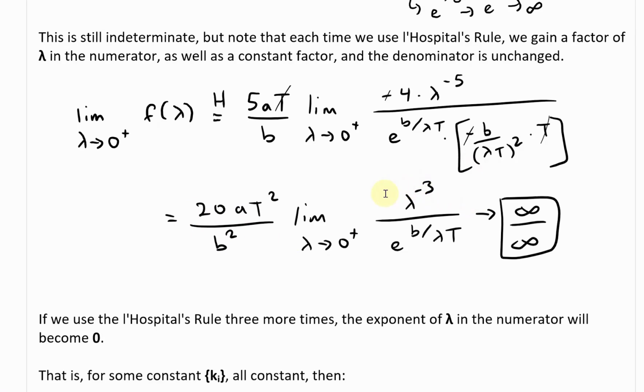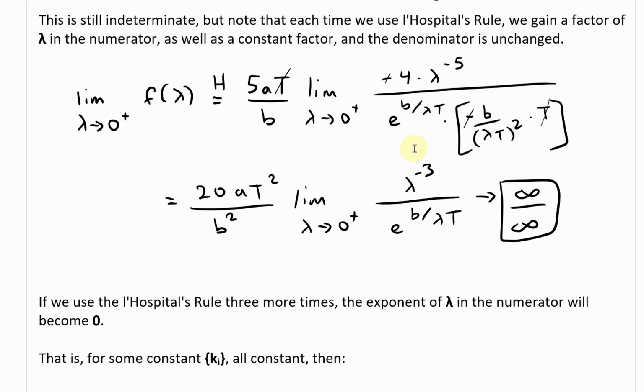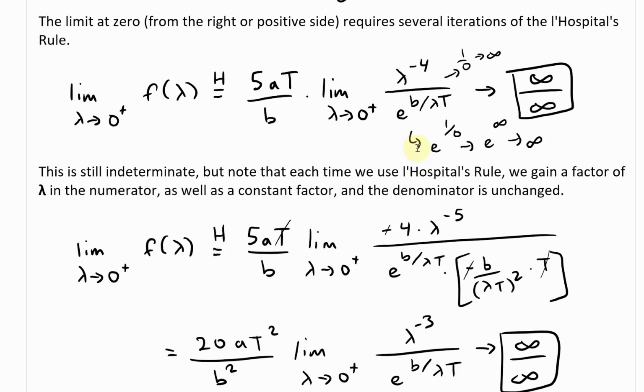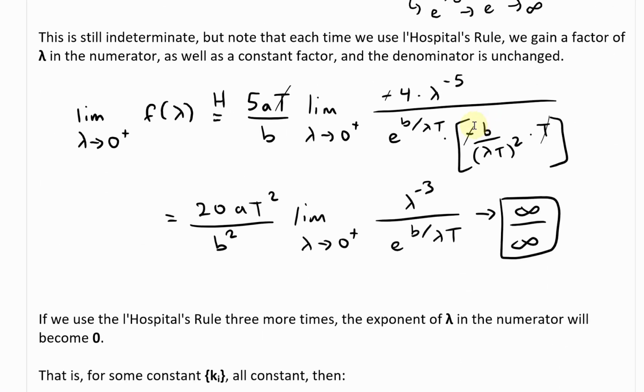So now we can see a pattern. If we use L'Hopital's rule 3 more times, the exponent of lambda in the numerator will become 0. So the next time will be -2, then -1, then it goes to 0. And when it's a 0, well, that's just 1. So then we don't have this infinity on the top.